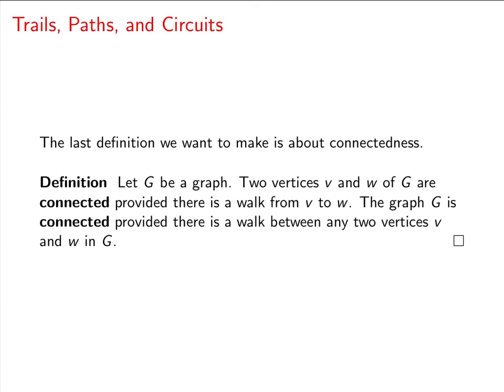So the first part, we're defining connectedness between two particular vertices, and then we're saying that a graph can be connected if any pair of vertices is connected. Okay, that's all for now.